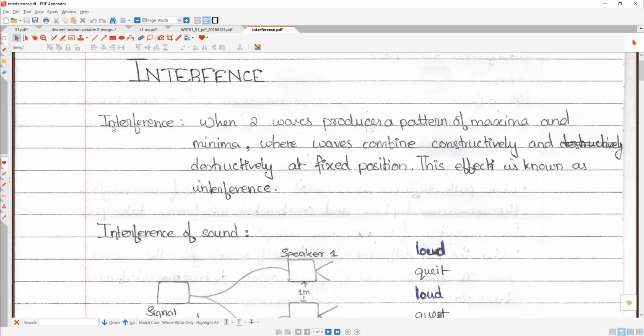Now interference. When two waves produce a pattern of maxima and minima, where waves combine constructively. We already did it, by the way. You know the superposition we did last time?